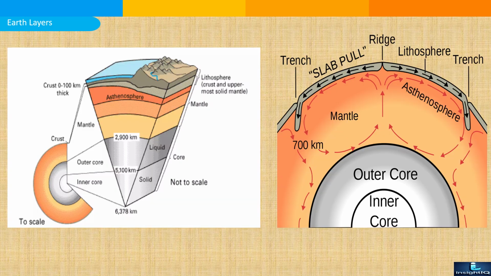This is a graphic representation of the earth layers as we discussed previously: crust, mantle and core. The mantle is also divided into upper mantle and lower mantle, and the core is divided into outer core and inner core. This is how geomorphic processes work in the mantle, with the movement of plate tectonics and the magma chamber.